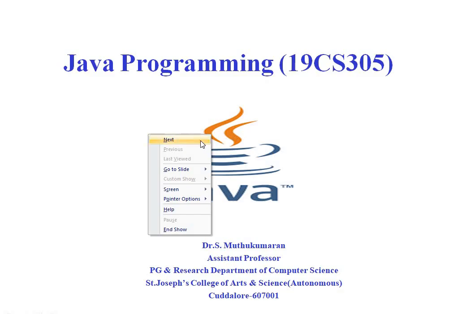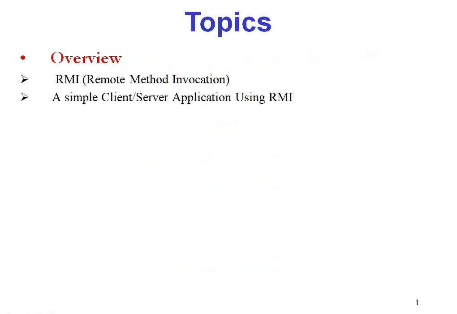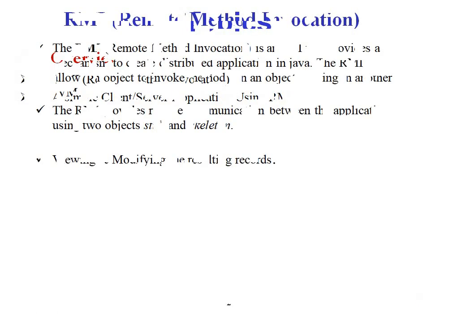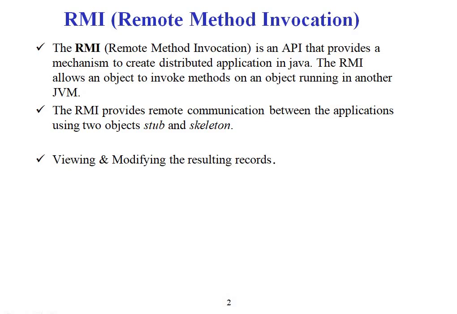In this presentation, we are going to discuss remote method invocation, a simple client-server application using RMI. What is RMI? Remote method invocation allows a Java object that executes on one machine to invoke a method of a Java object that executes on another machine. This is an important feature because it allows you to build distributed applications.